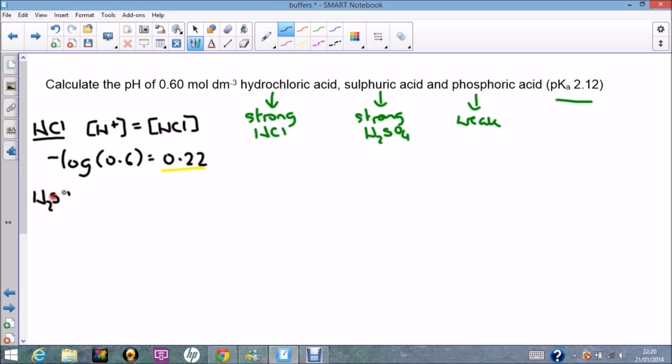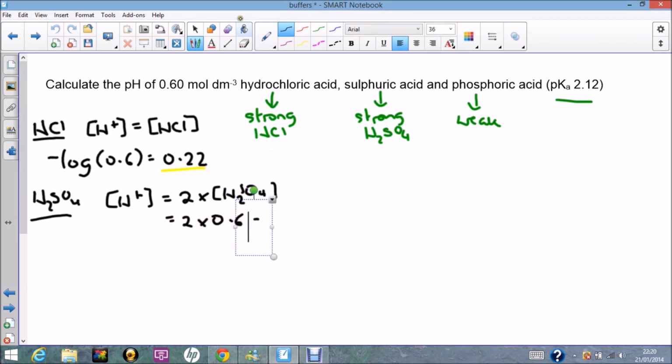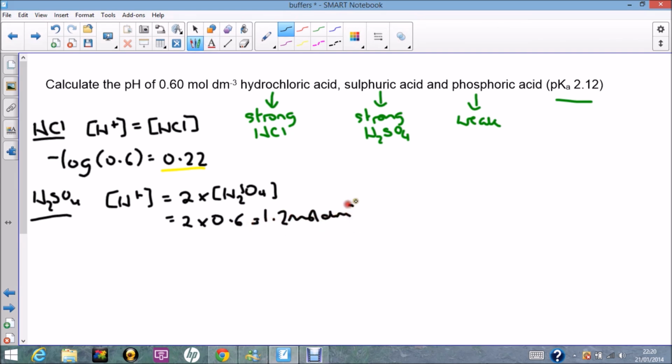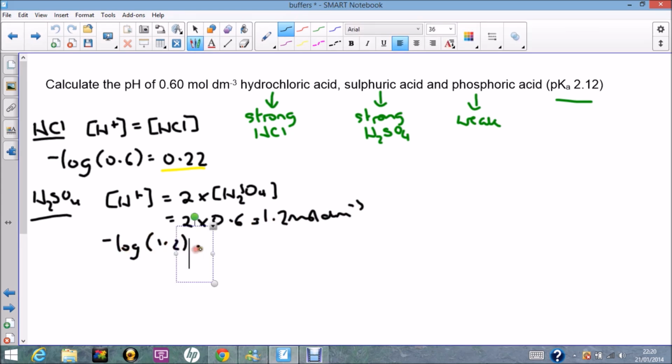For H2SO4, H plus concentration is going to equal 2 times the concentration of H2SO4 because there are two acidic protons. So 2 times 0.6 equals 1.2 moles per decimetre, and then if we minus log that, we get a pH of minus 0.08.